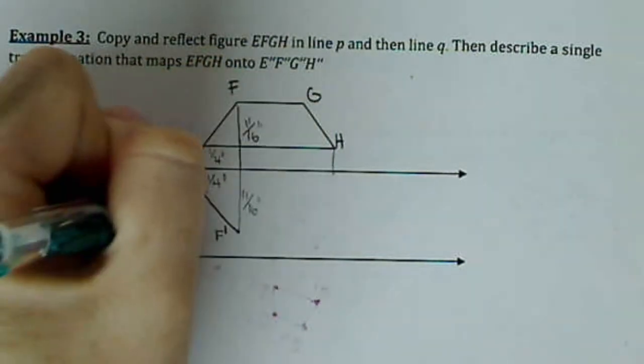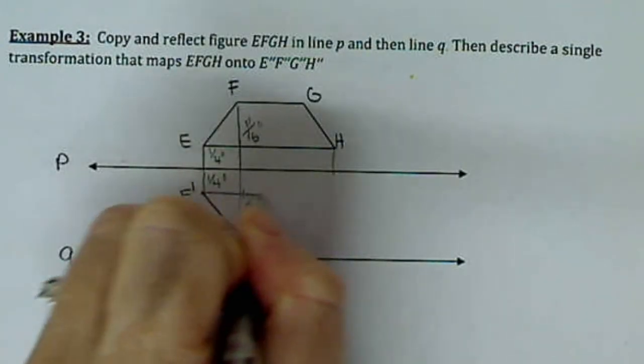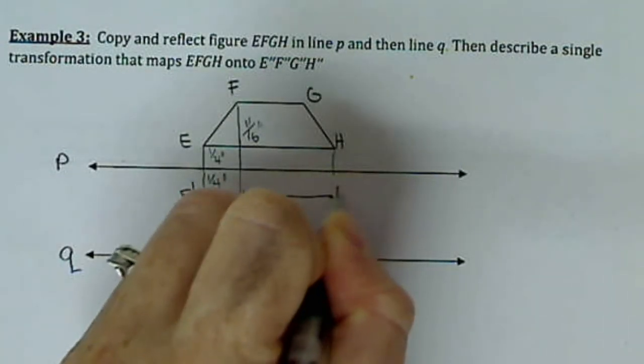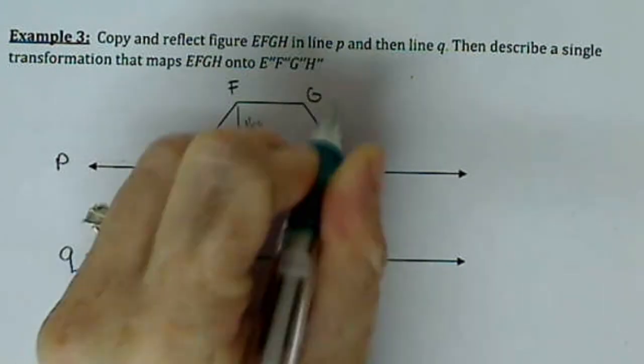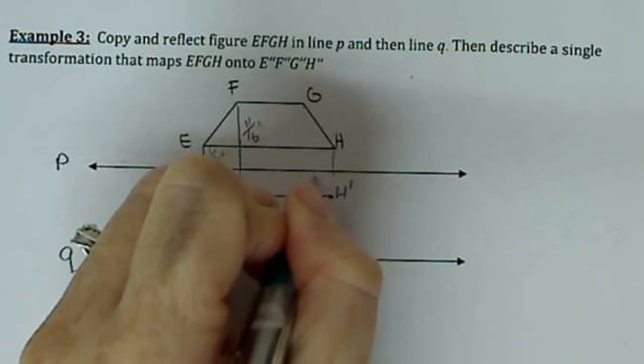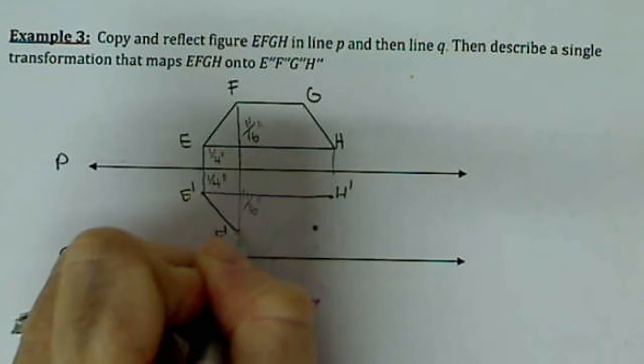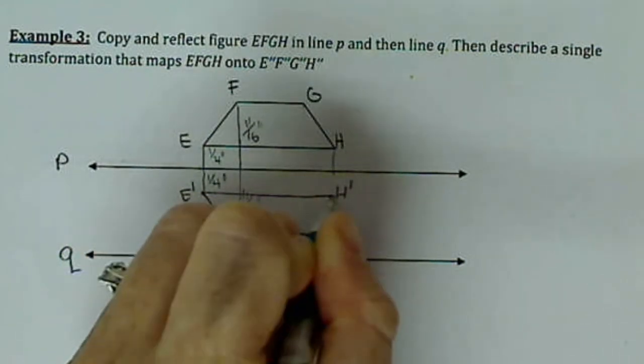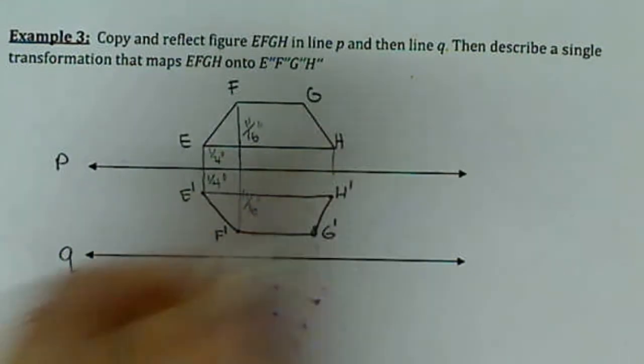Do the same with point H and point G. Only please use a ruler. Miss H forgot her ruler.